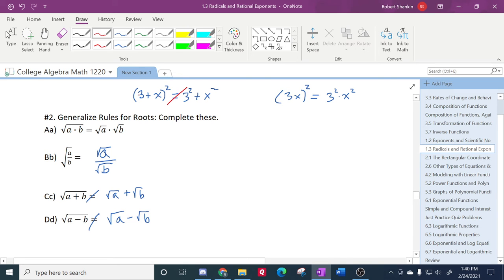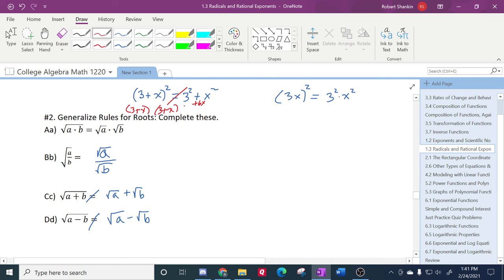Because you'd get two middle terms. There'd be a plus 6x, plus a 3x from one of them and plus another 3x from the other one. So that's why if it's one term inside the parenthesis, you can distribute squares or square roots. If it's more than one term inside the radical or the parenthesis, then you cannot distribute it.